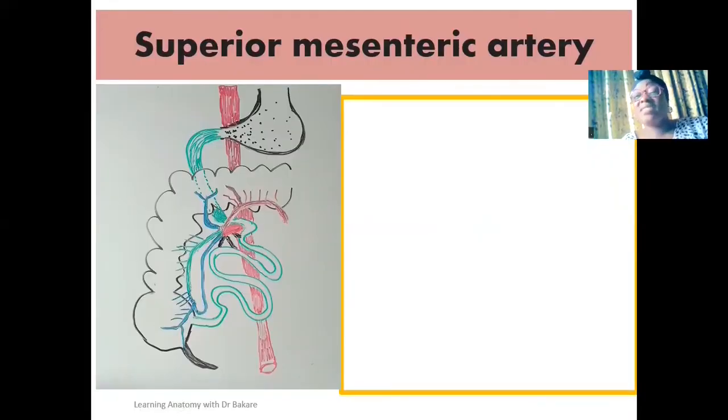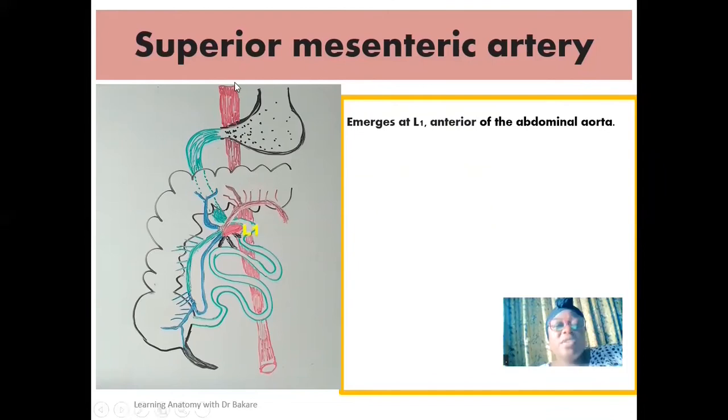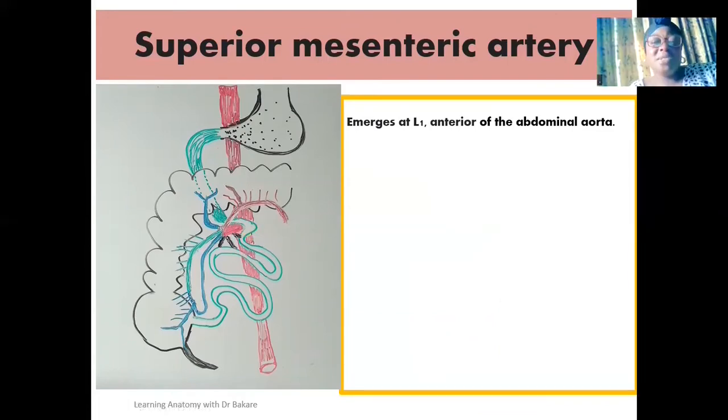Superior mesenteric artery is a branch from the abdominal aorta. So it emerges from the anterior region of the abdominal aorta at the level of L1 lumbar vertebra. So let's say that this is the abdominal aorta that is highlighted here, this big pipe highlighted in red. We have the superior mesenteric artery emerging at the anterior surface of the abdominal aorta. So this is the emergence here, and this is where the superior mesenteric artery emerges from.